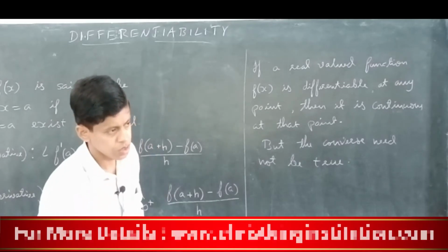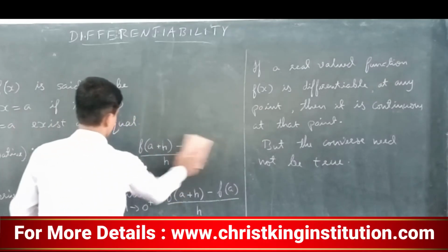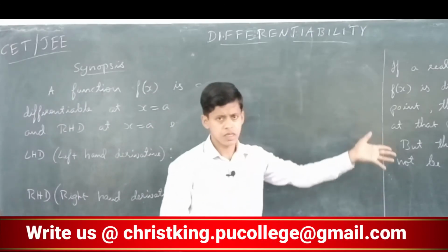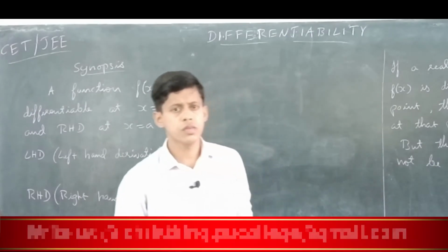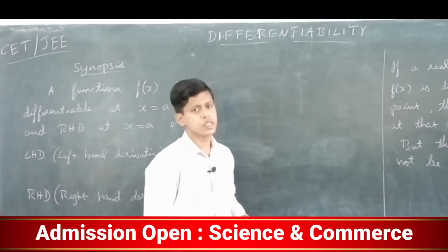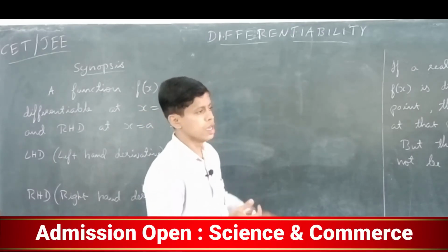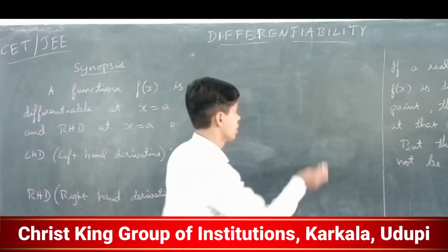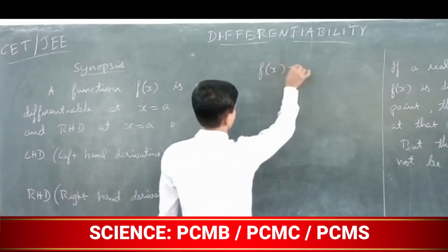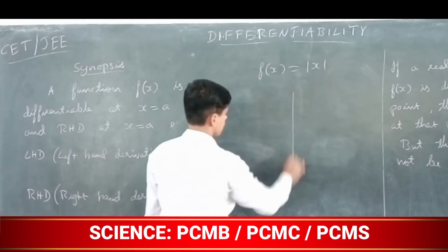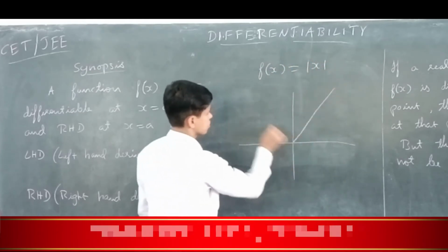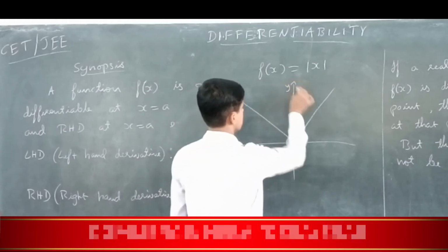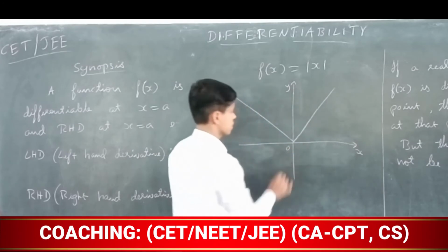For example, the modulus function. You have studied that theorem, correct? Every differentiable function is continuous. That is the theorem you have studied, and you have studied the converse of it. What is the example you had taken? The modulus function. If you have f of x is equal to mod x, the graph of modulus of x is V shaped, with the y axis and the x axis, and this is the origin.